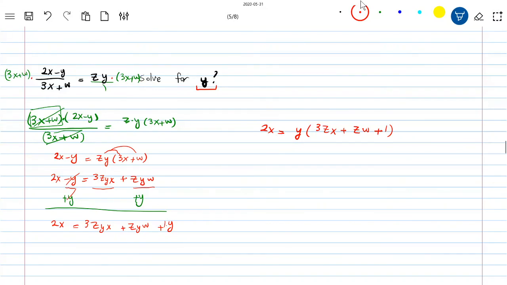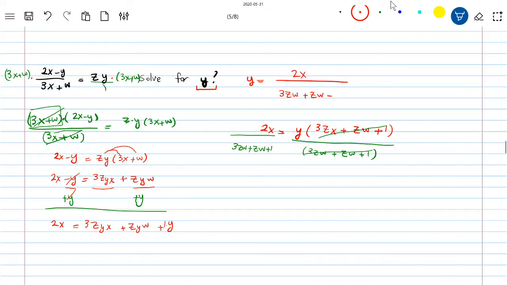So what is 2x? What is y? If I want to find y by itself, I will divide it by this whole thing, 3zw plus zw plus 1. I will divide this equation on both sides by 3zw plus zw plus 1. These two will cancel. And I've figured out what y is. Y is simply 2x divided by 3zw plus zw plus 1.